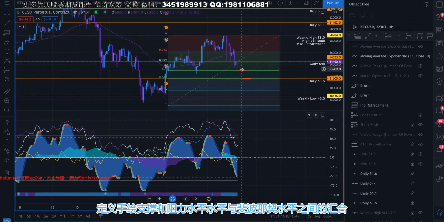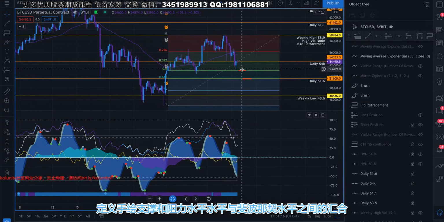Right now, my make-or-break moment is: is this 4-hour candle going to close above this zone or below it? If we close below this zone and we're unable to hold this strong support, then I'm looking for these lower levels. If we are able to close above it, then I'm looking for these higher levels. I'm going to be using Market Cipher to give me confluence because I see that we're about to print a green dot on the 4-hour time frame.